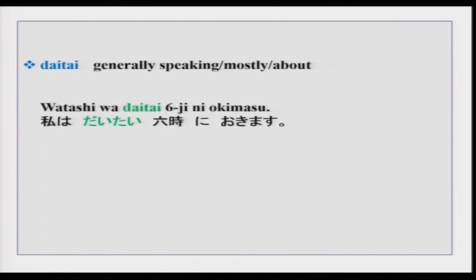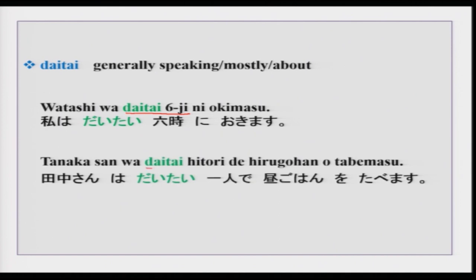Then we had daitai. Daitai generally means generally speaking, most of the time, mostly. So, watashi wa daitai rokuji ni okimasu, approximately, daitai. Over here in this case, it is approximately, daitai, around that time, about that time. It could be plus minus 5 minutes. Daitai rokuji ni okimasu. Sometimes maybe it is 6:05, sometimes it is 5 minutes before 6.